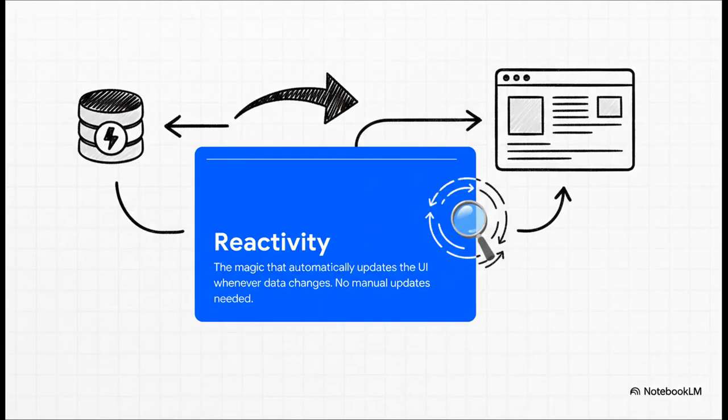Now, Vue's second superpower is something called reactivity. The best way to think of it is like a magic, invisible wire connecting your app's data to what the user is seeing. So instead of you, the developer, having to manually write code to update the screen, you just change the data, and poof, Vue instantly and automatically updates the interface to match. It's a massive time saver.